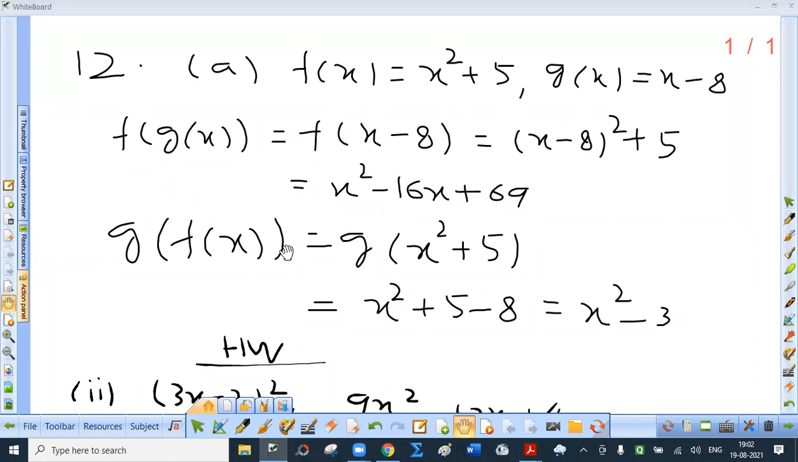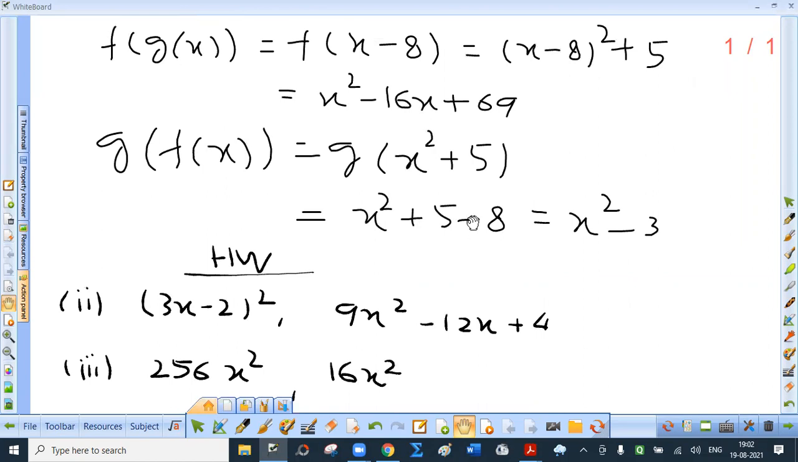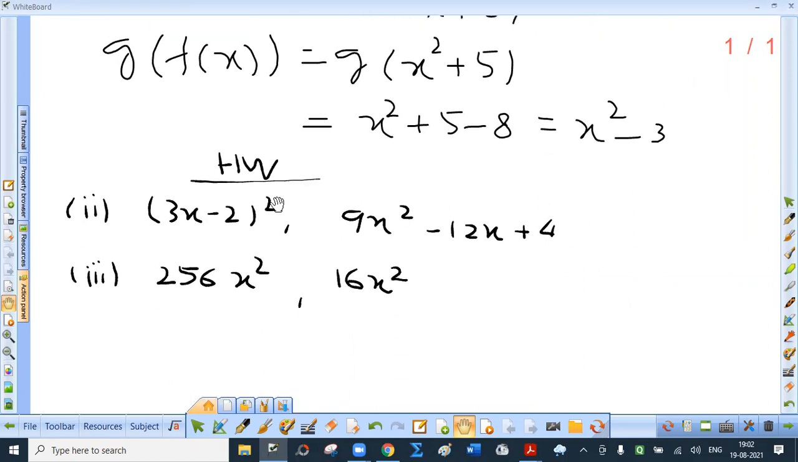Okay, what is g of f of x? It is g of x square plus 5, but gx is x minus 8. Whatever is written here, subtract 8. So subtract 8 from x square plus 5. So it is g of f of x equals x square minus 3. Now second and third for homework, I have given the answers. This is what? f of g, and this is g of f.